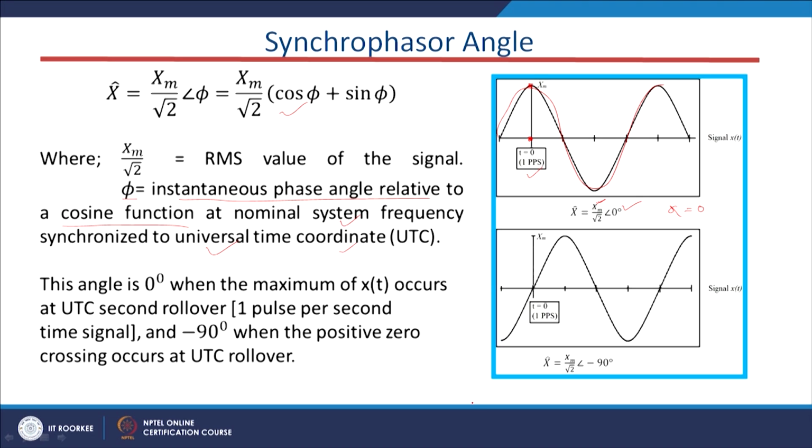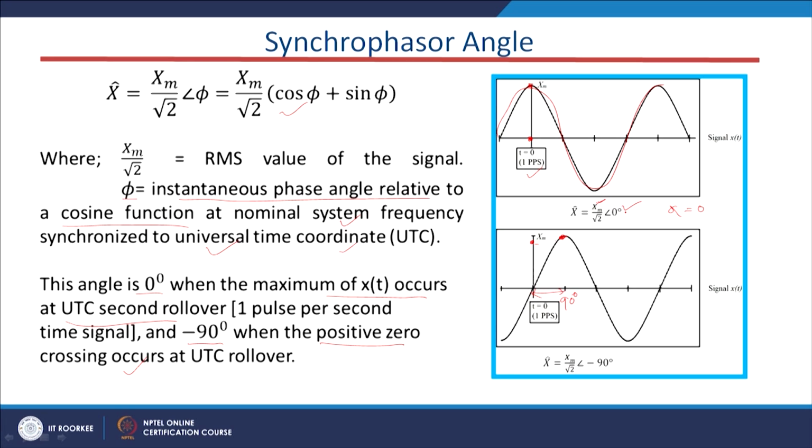Now, there is also another part: this angle is 0 when the maximum of x(t) occurs at the UTC second rollover, and minus 90 degree when the positive zero crossing occurs. Let us say this particular peak is moved to this point. What is the phase difference between these 2 points? 90 degree. So, this point is lagging this point by 90 degrees, see here. That means this point is lagging to this point by 90 degree.